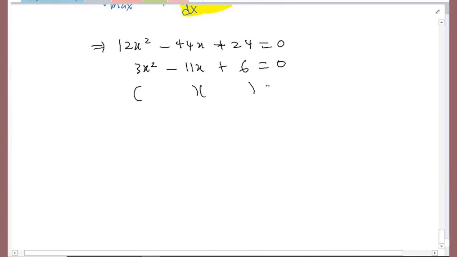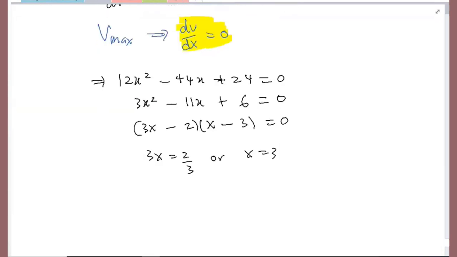Factor tadi. Okay, ini apa dia? Check. 3x, x... 3 2 right. Ini minus. Okay, so 3 2 6. Okay, 3x is equal to 2 over 3. Okay, x is equal to 3. So, okay, check. Kenapa potong habis? Okay, ini kena buat pula.